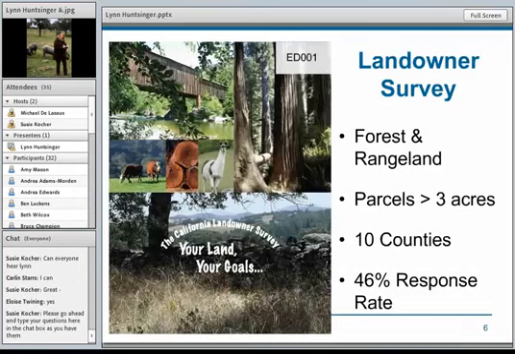Our survey, we came up with a cover that we thought would appeal to all types. We sent it to forest and rangeland landowners. We got the information from CAL FIRE, from their information which they derived from county parcel maps. We selected the names of landowners who had more than 3 acres. We did 10 counties, and we got about half of our survey questionnaires back, which is pretty good. It was a pretty long survey, so I was fairly happy with that return rate.